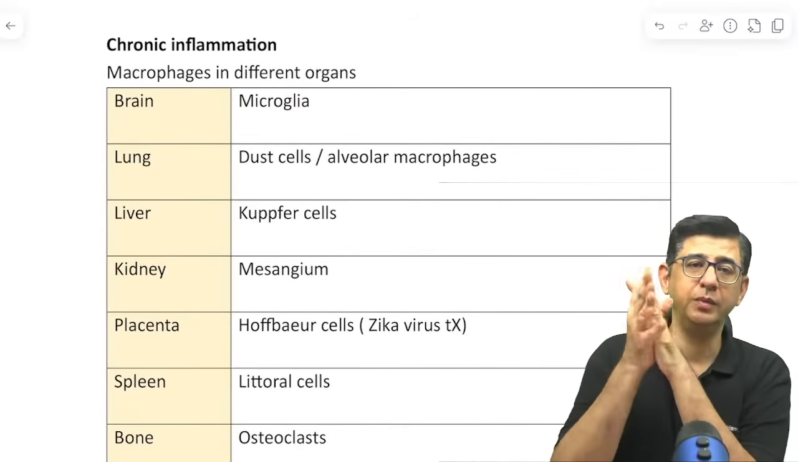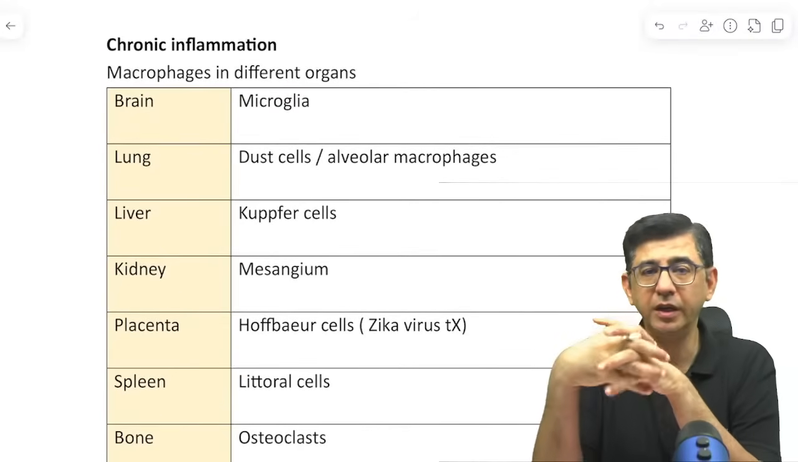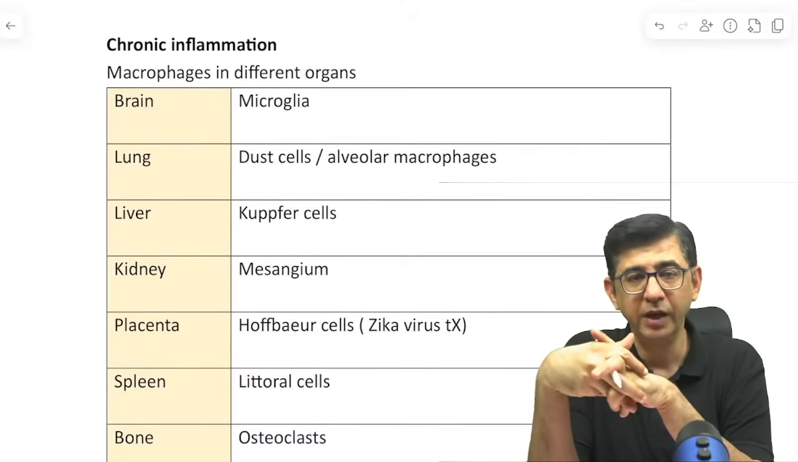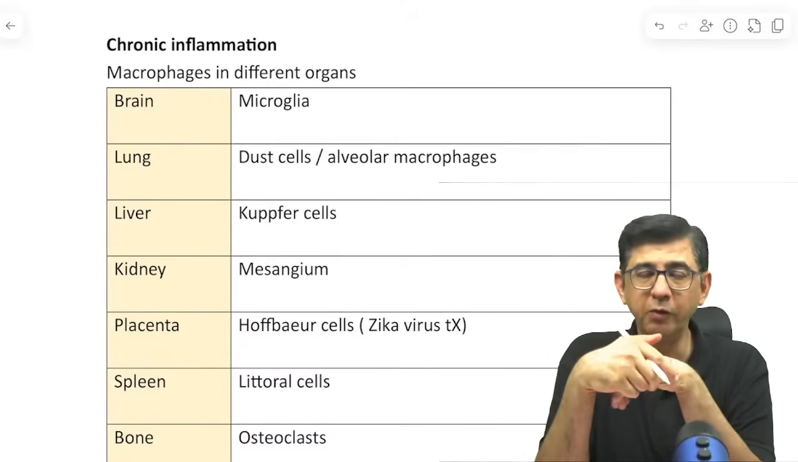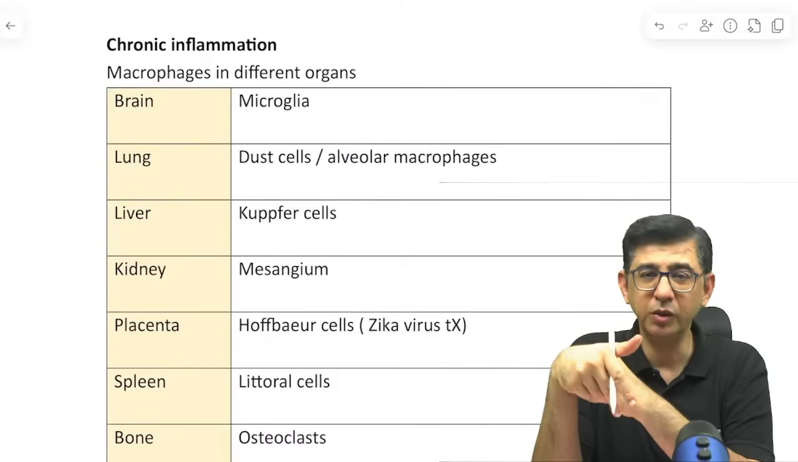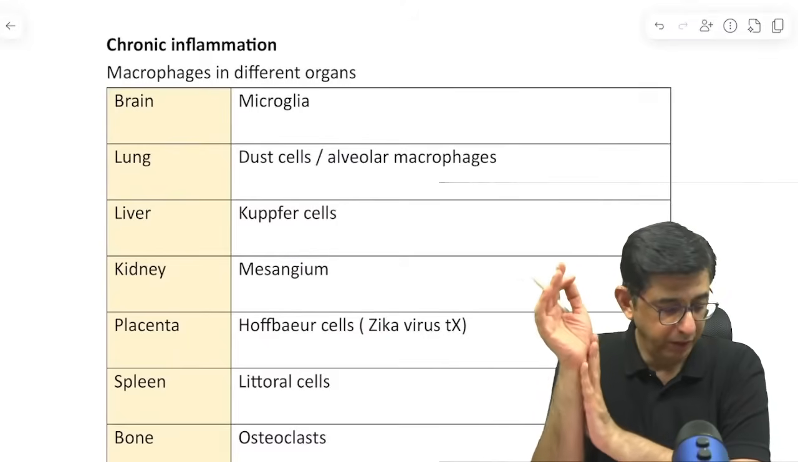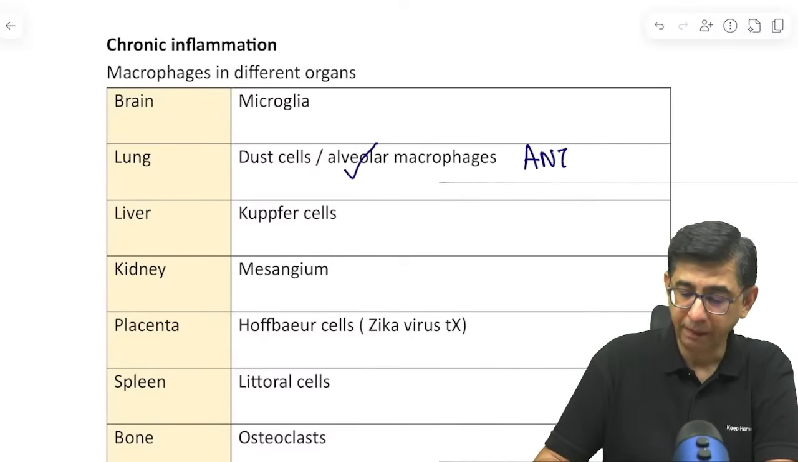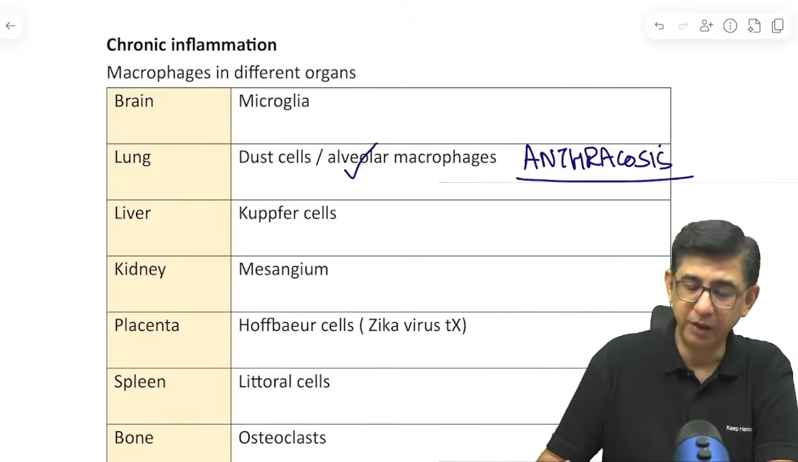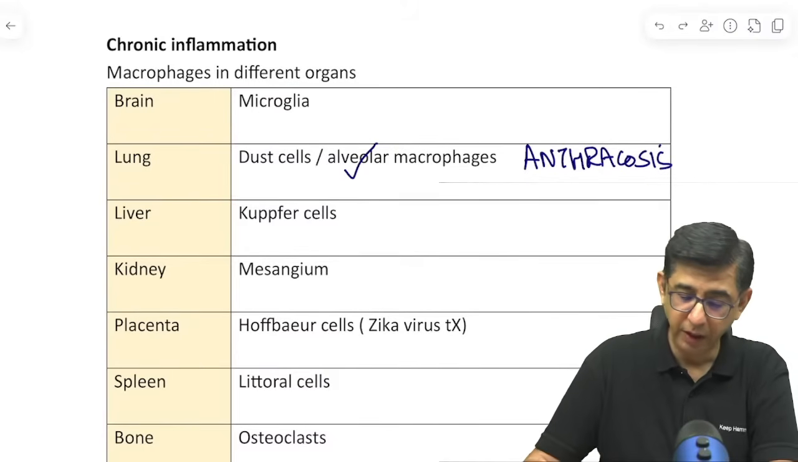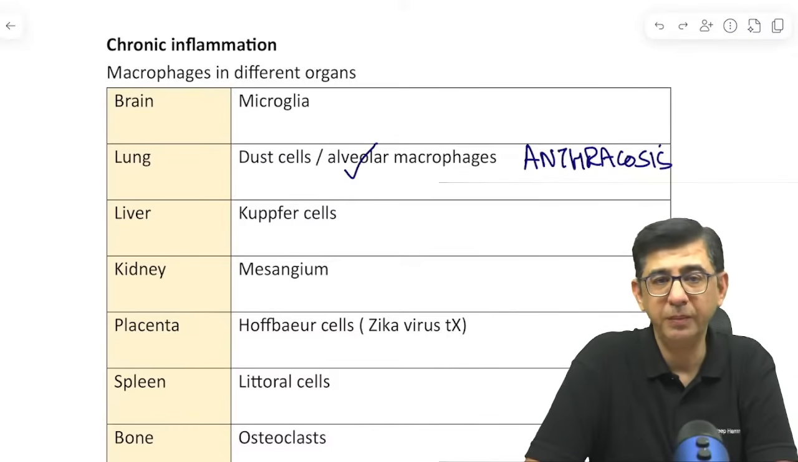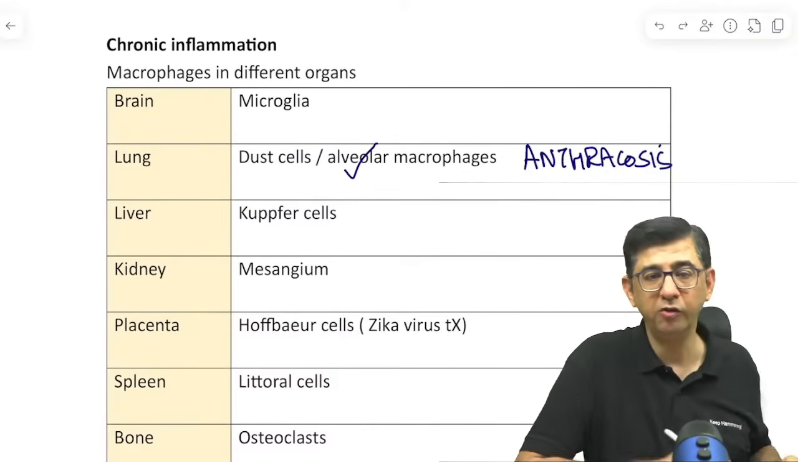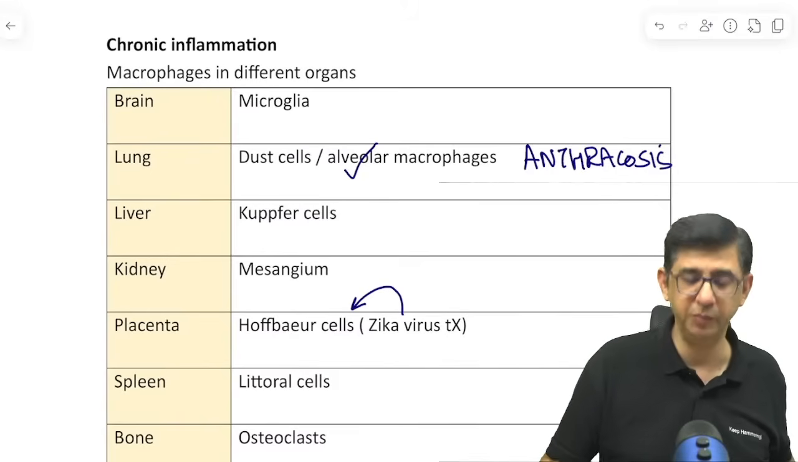Next, we will revise a couple of macrophages. In the brain, there is obviously microglia. The security system in the brain is microglia, and the cells for myelination are called oligodendrocytes. In the lungs, we'll have alveolar macrophages, the dust cells, and they would be involved in anthracosis, for example with wooden cooking at home. Then the liver has Kupffer cells, the kidney has the mesangium, and the placenta has Hofbauer cells.